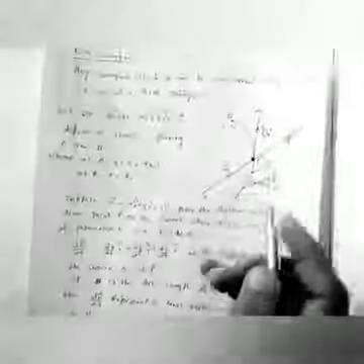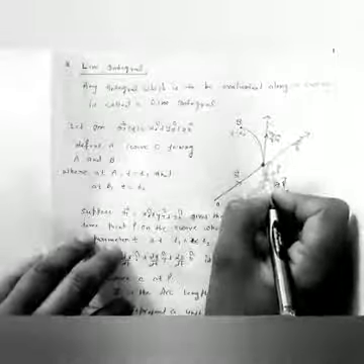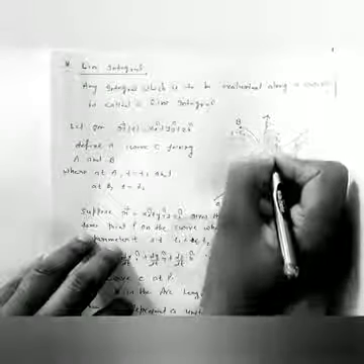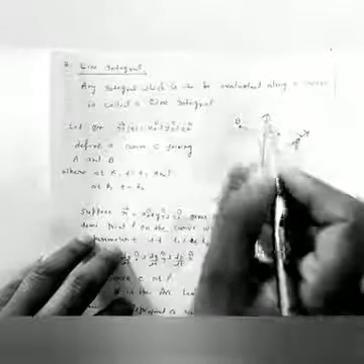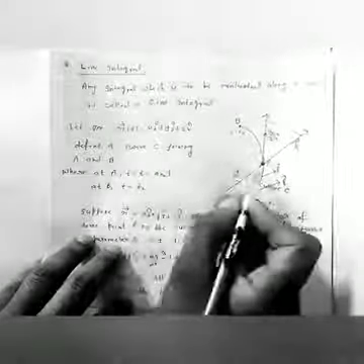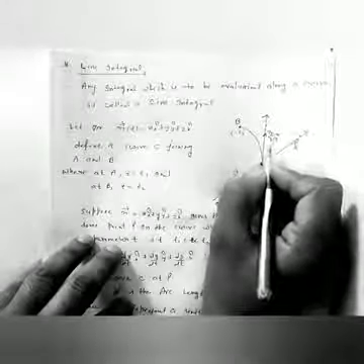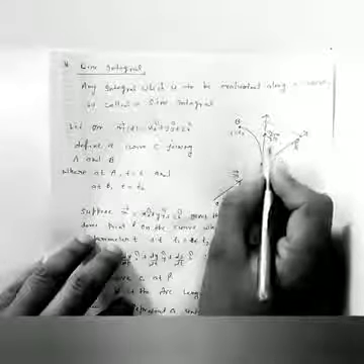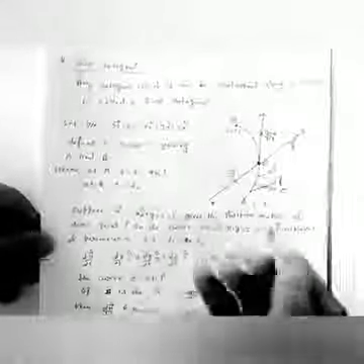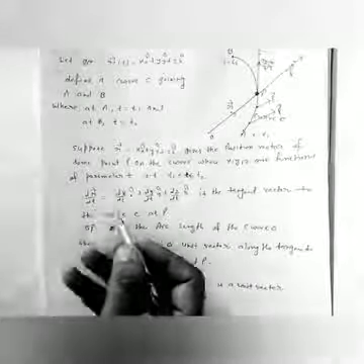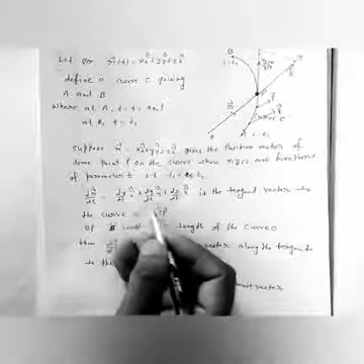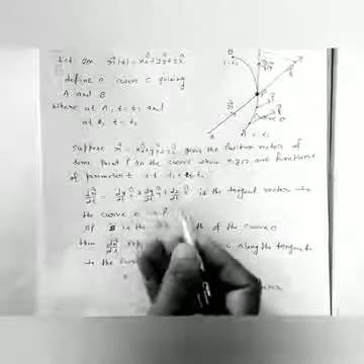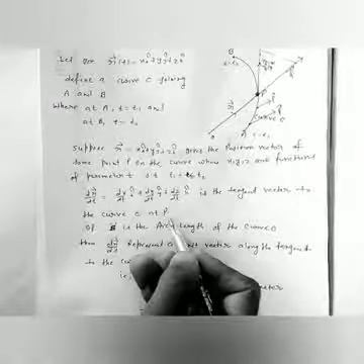Now we draw a tangent on that curve. The tangent on that curve is written as dr by dt. So dr by dt is equal to dx by dt i cap + dy by dt j cap + dz by dt k cap, which is the tangent vector to the curve C at point P.